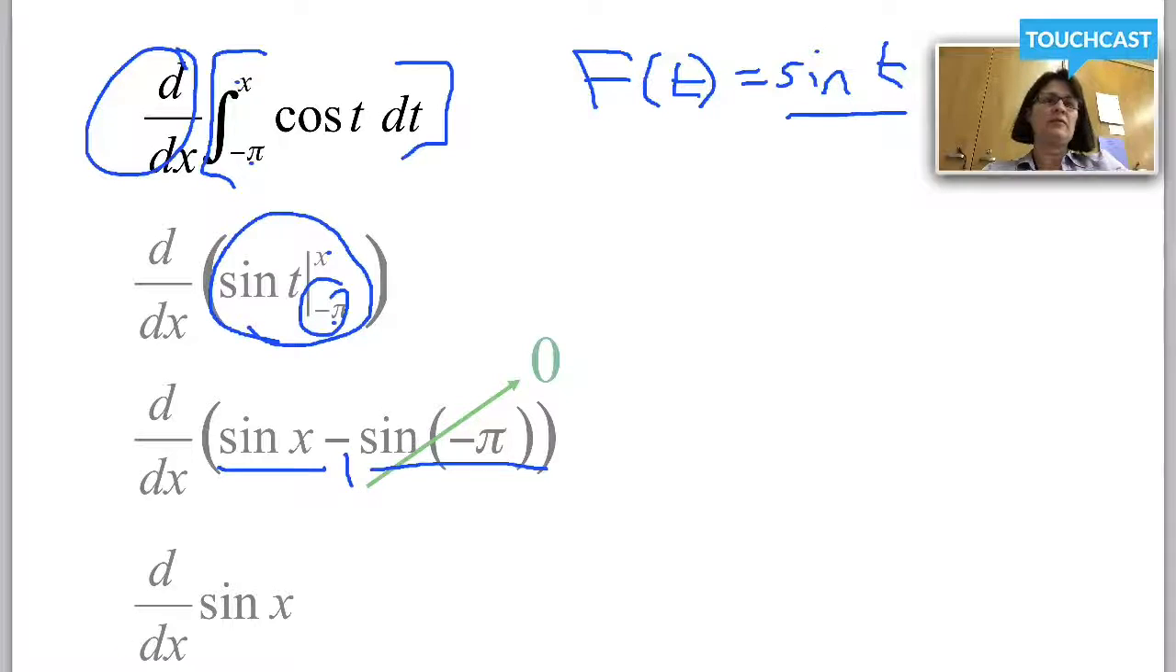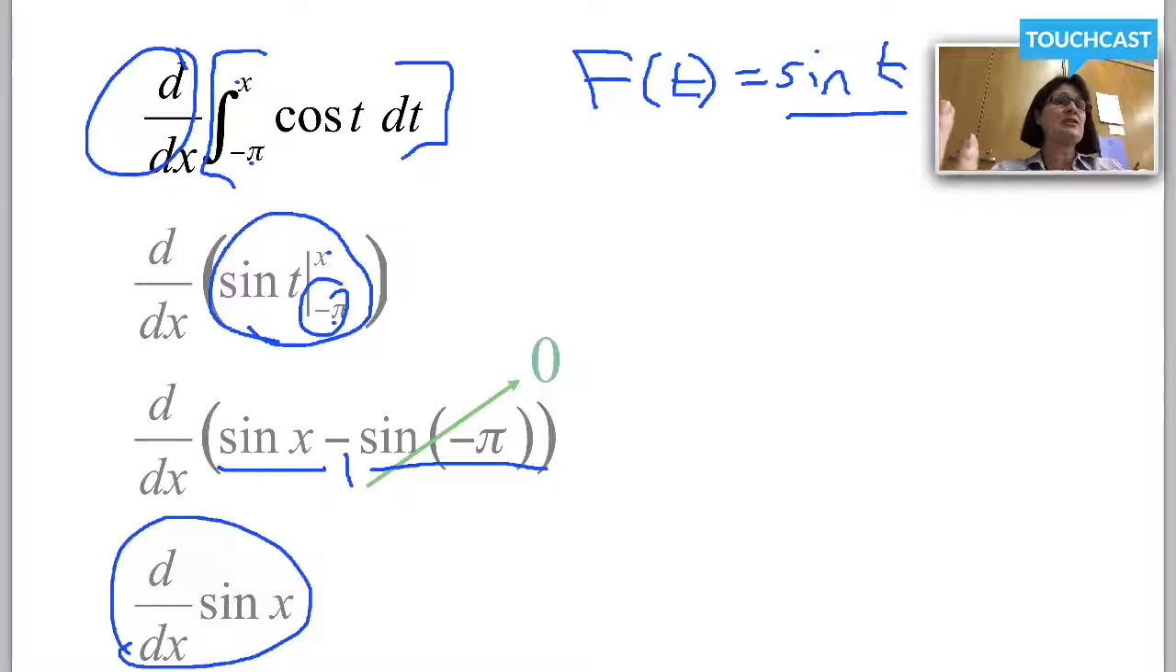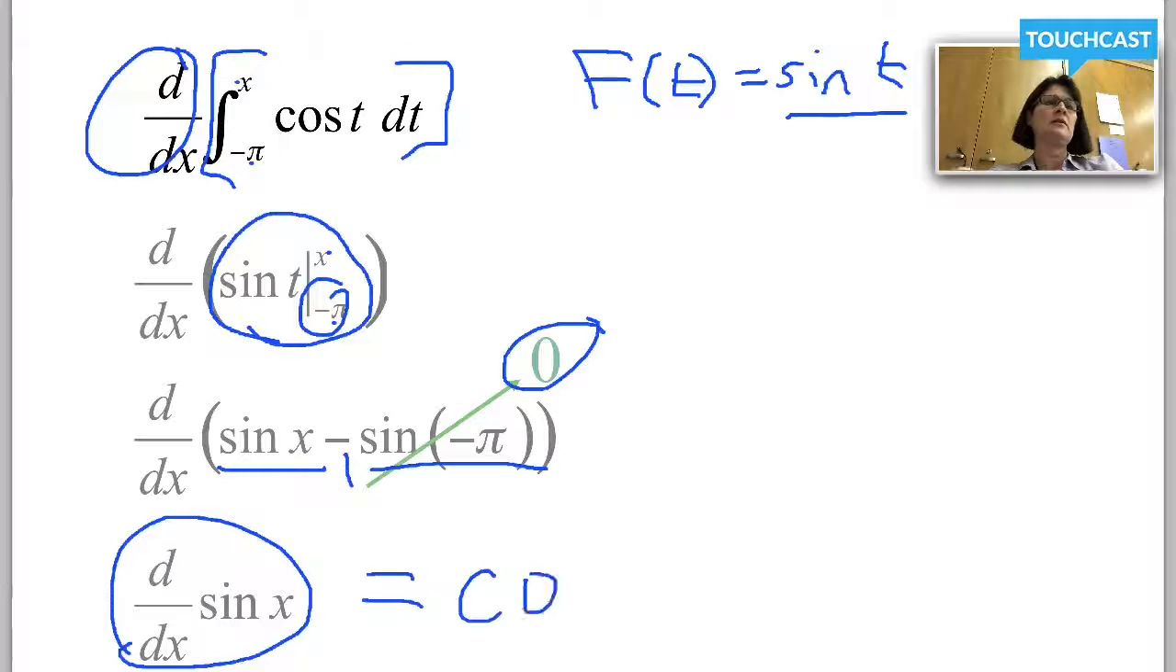I'm going to take the derivative of sine of x, which I copied down here. When I take the derivative of the sine of negative pi, it doesn't matter if you can't think of what the sine of negative pi is. We know it's going to be some number, and when I take its derivative, the derivative is going to be 0. So I'm going to get my final answer, the derivative with respect to x of sine of x, which is cosine x. That's what I knew the answer was all along.